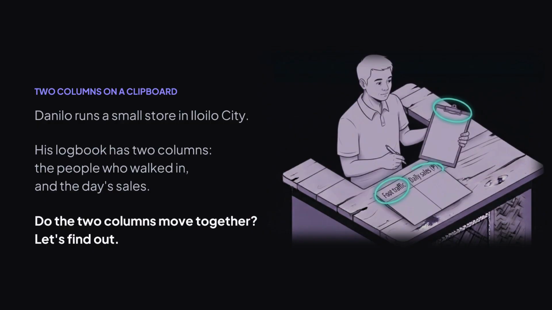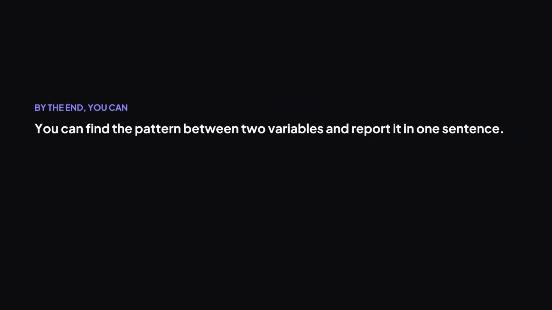Let's find out. By the end of this video, you can find the pattern between 2 variables and report it in 1 sentence. That is how a logbook becomes a decision your team can act on.